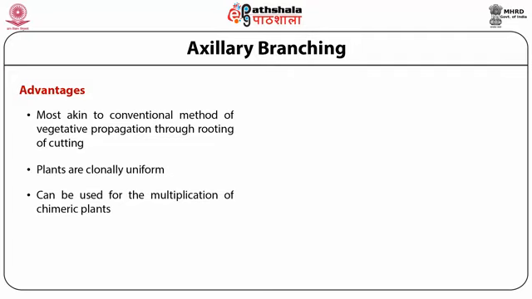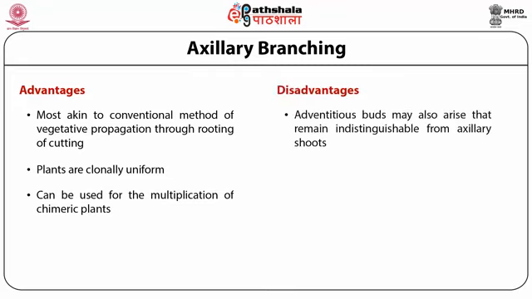What you need to be careful about in the axillary branching method is that due to the continuous availability of cytokinin in the media, many a times adventitious buds also start arising. So you want to distinguish between axillary and adventitious at each passage, discard the adventitious buds, and only take the axillary one forward.